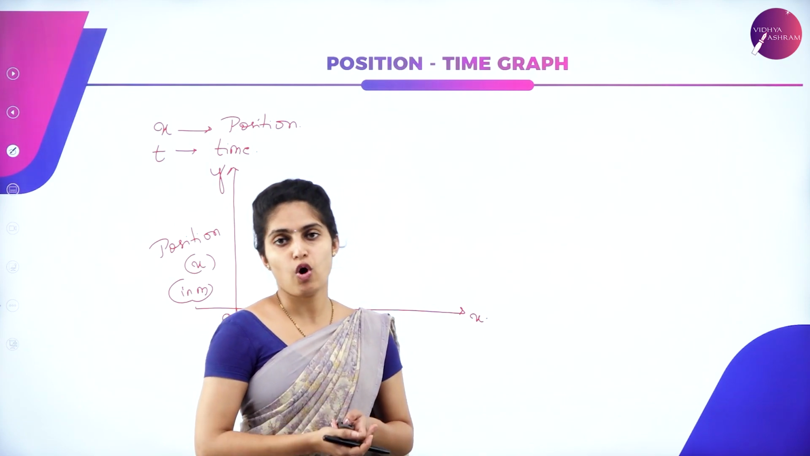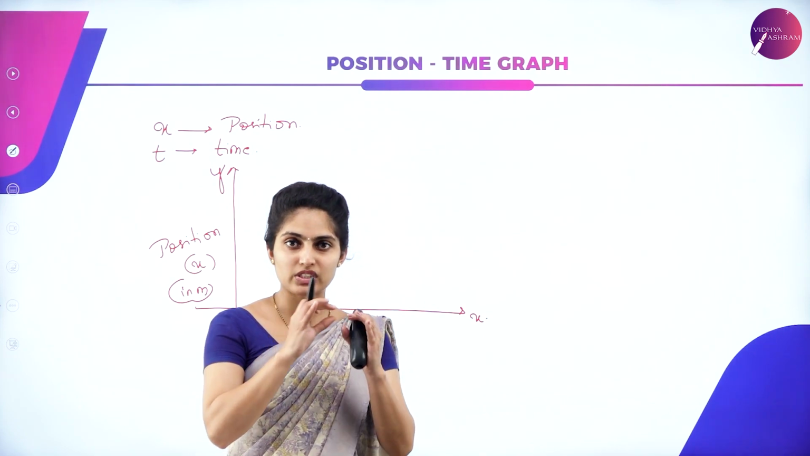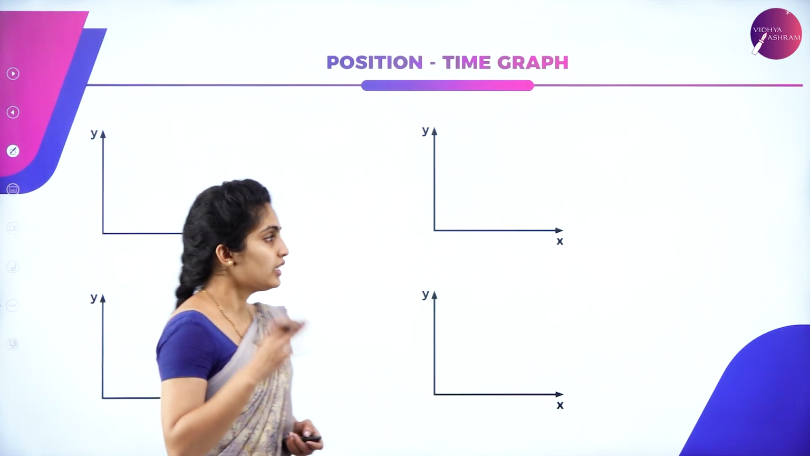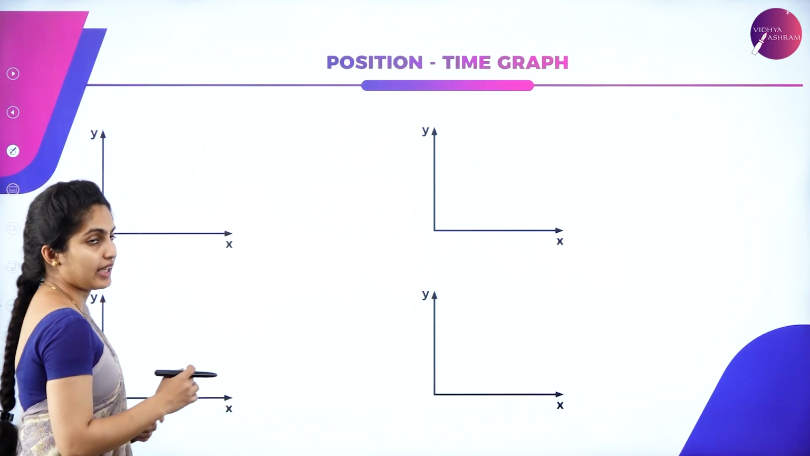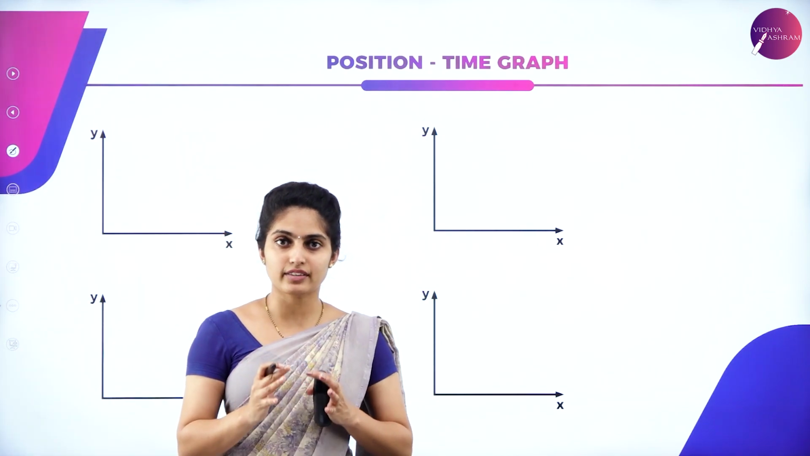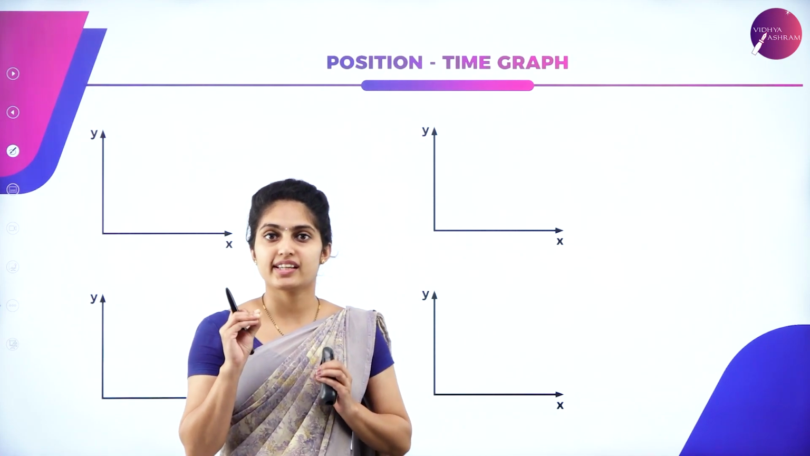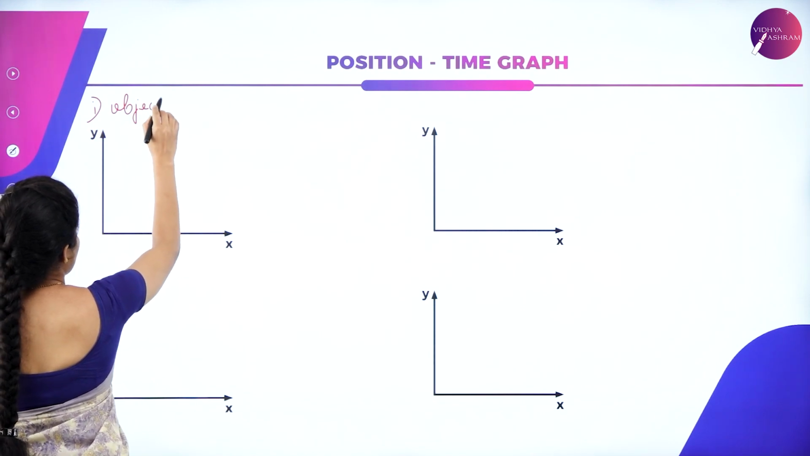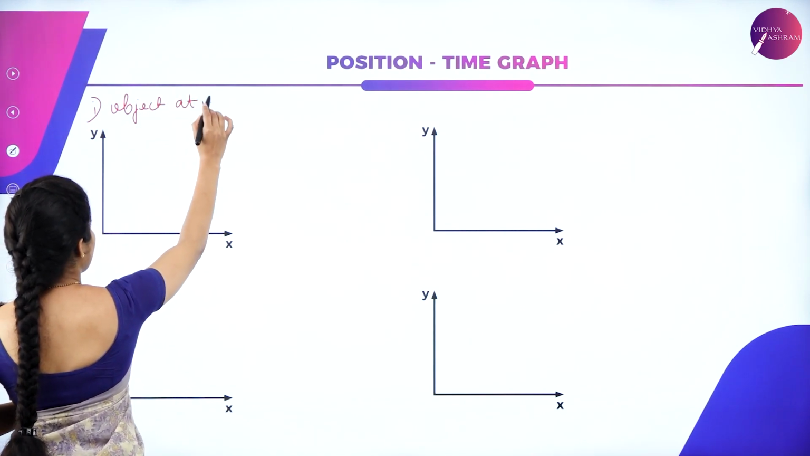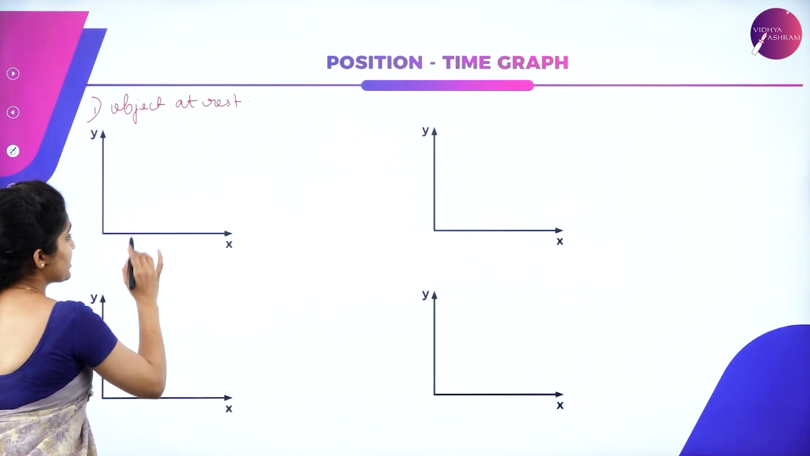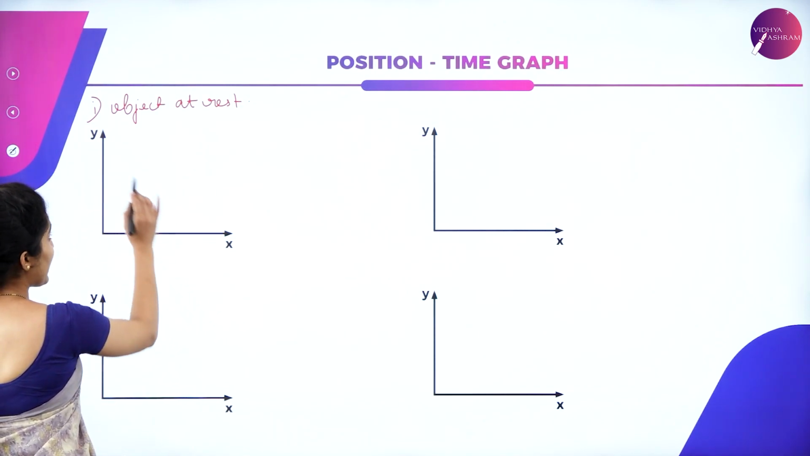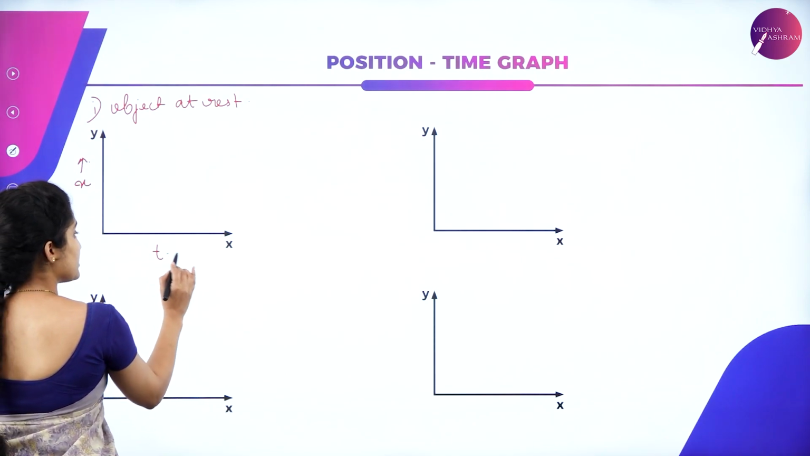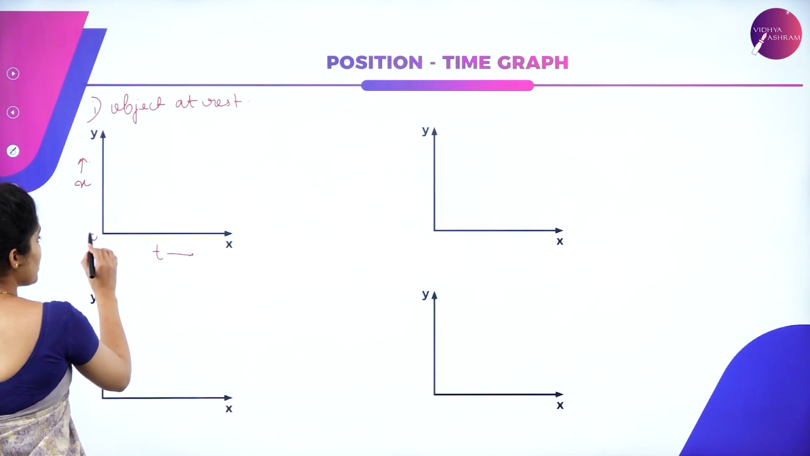Here, according to certain titles that are given, we need to plot a graph. So let us do it. Our work is to plot a position time graph. I'll put one question: for an object which is at rest, what is the graph of this? We have the x-axis and y-axis, this is position, this is time, and this is the origin.